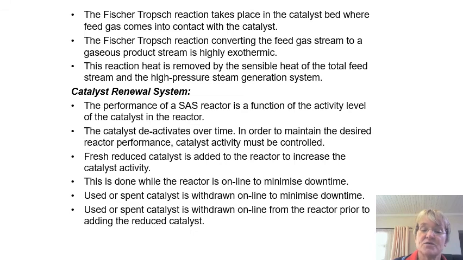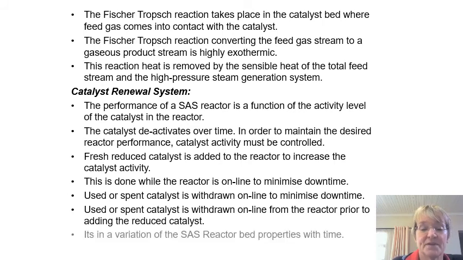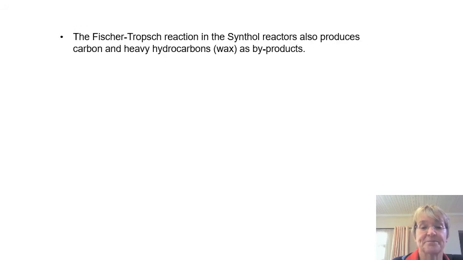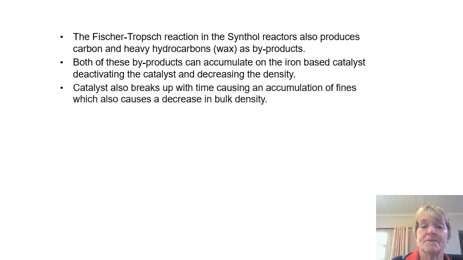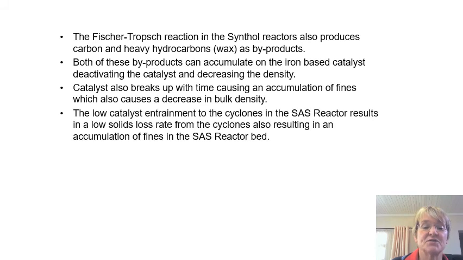This reduced catalyst, of course, is catalyst that is treated with lots of hydrogen gas. And then it's reduced because of the hydrogen gas on it, which can then react very well in the synthol reactor. The Fischer-Tropsch reaction also produces carbon and heavy hydrocarbons or waxes as byproducts. The catalyst breaks up with time, causing an accumulation of fine materials, which causes a decrease in bulk density, so you don't have as effective a reaction anymore.